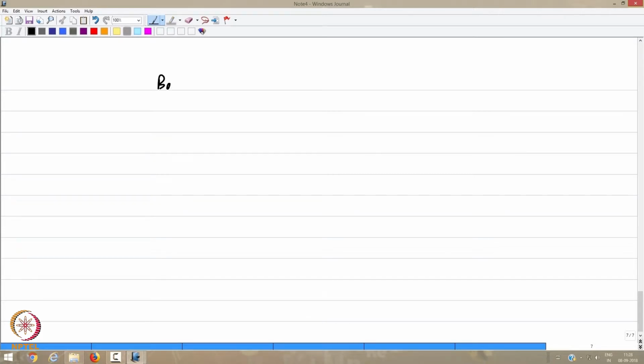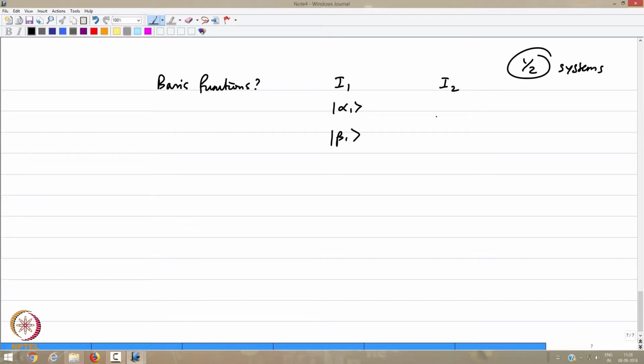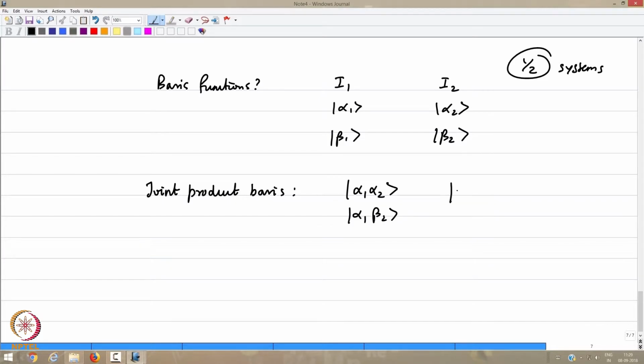What are the basis functions? For spin I1, we wrote down alpha 1 and beta 1. For spin I2, also a spin a half system, we have alpha 2 and beta 2. The 2 subscript denotes the spin 2 state, and the 1 subscript corresponds to the spin 1 state. The joint product basis now contains alpha 1 with any one of these, alpha 2, alpha 1 beta 2, and likewise beta 1 alpha 2, and beta 1 beta 2. Therefore, we have 4 basis functions.